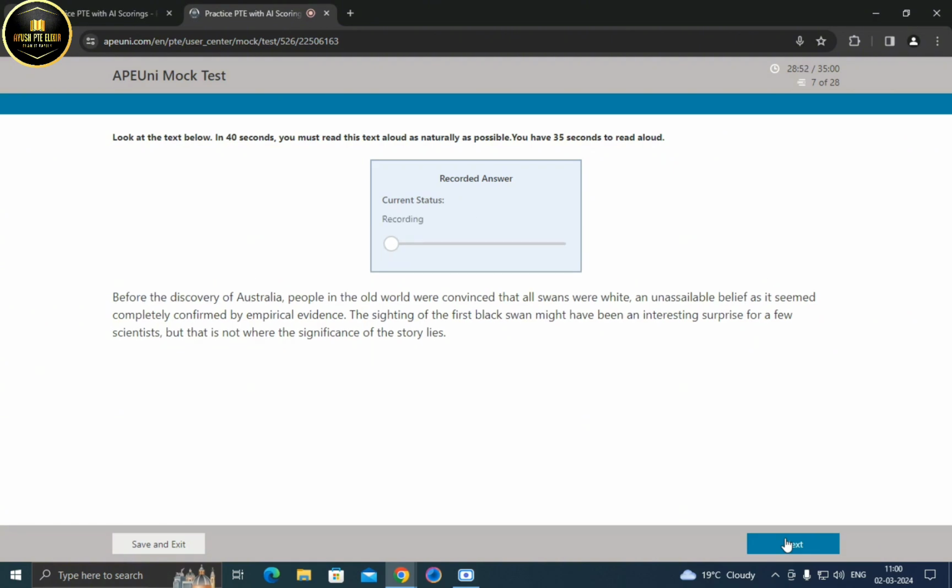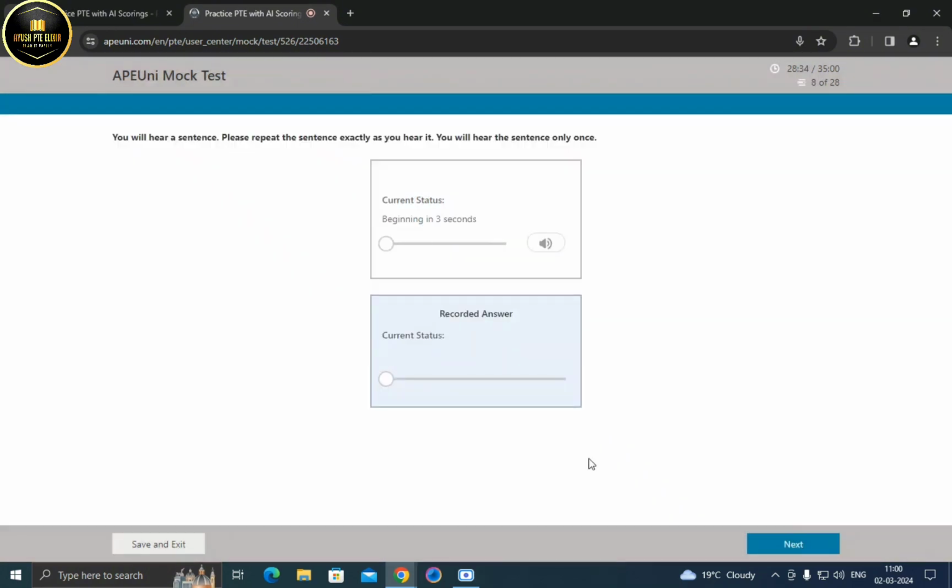Before the discovery of Australia, people in the Old World were convinced that all swans were white, an unassailable belief, and it seemed completely confirmed by empirical evidence. The sighting of the first black swan might have been an interesting surprise for a few scientists, but that is not where the significance of the story lies.